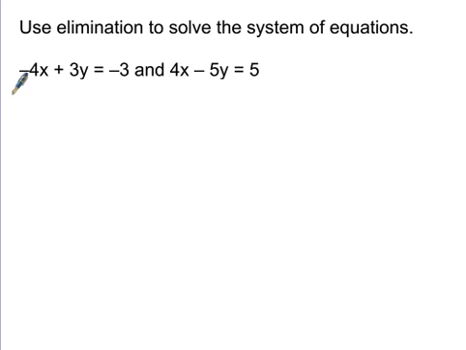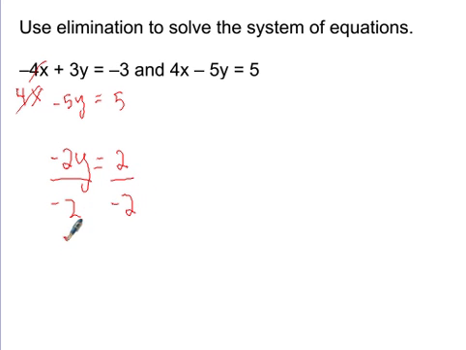Again, we'll just line up the elements of the equations. So 4x minus 5y equals 5. The x's cancel out. You've got 3y minus 5y, negative 2y equals positive 2. Divide by negative 2. So y is negative 1.